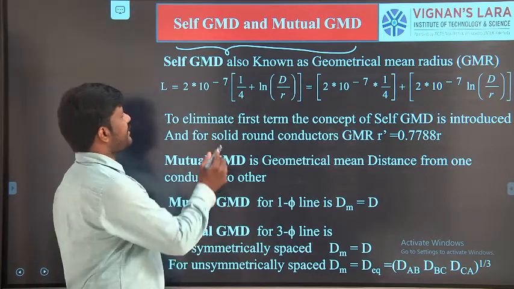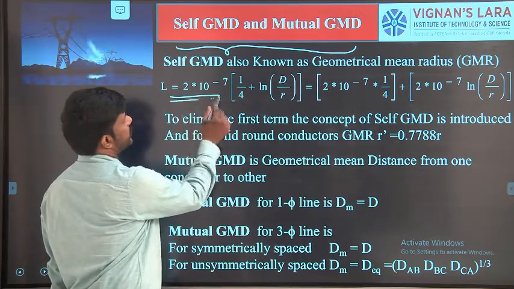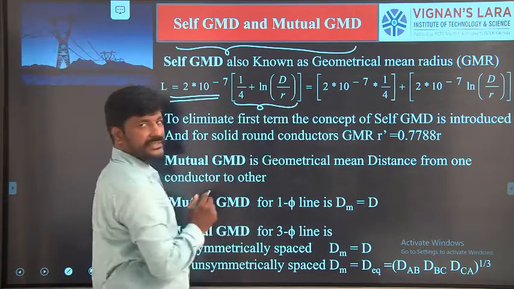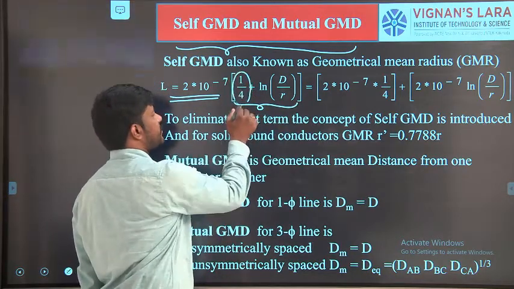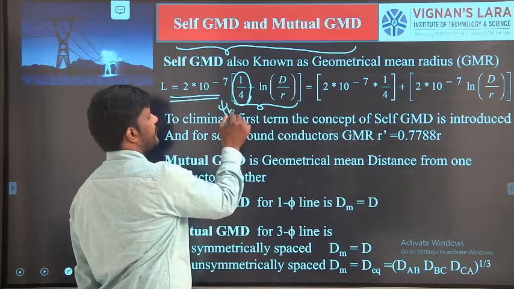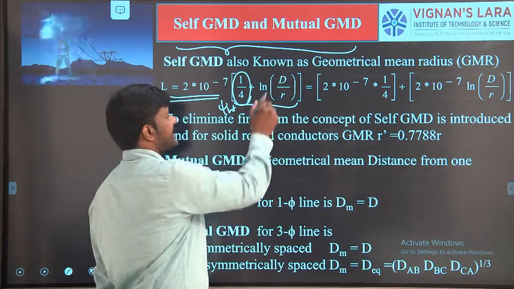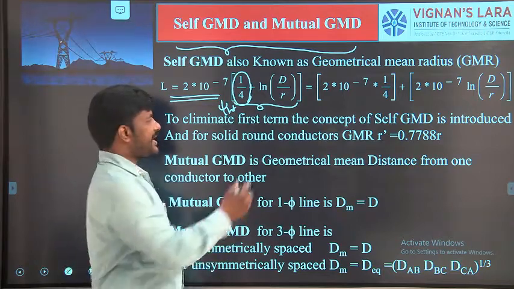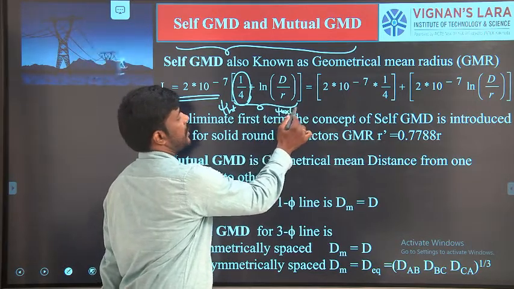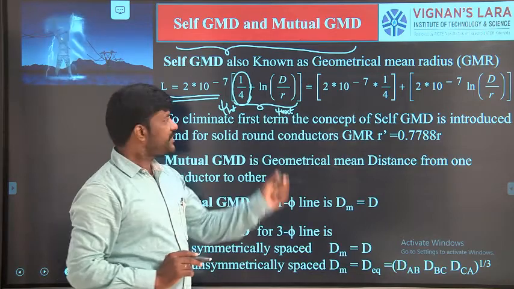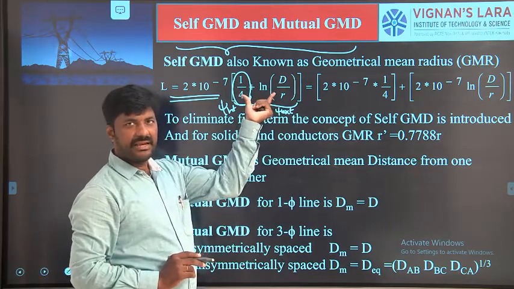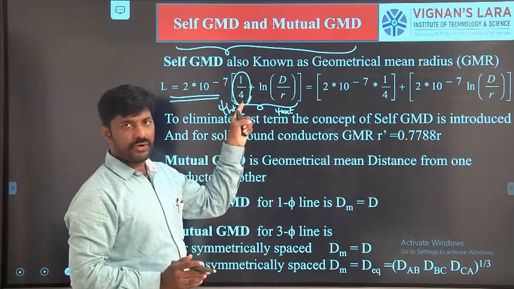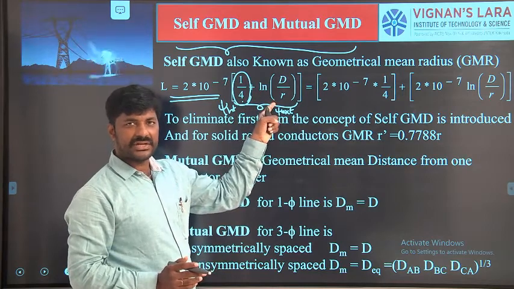In the inductance calculation procedure, we know that we have a constant of 2 into 10 power minus 7 with 2 terms inside the brackets. The first term is due to the internal flux linkages, and the second term, ln of d by r, is due to the external flux linkages, psi external. To make the calculations simpler, instead of 2 terms we simplify it into 1 term. That is why we eliminate this 1 by 4 by sending it into the natural logarithmic term.